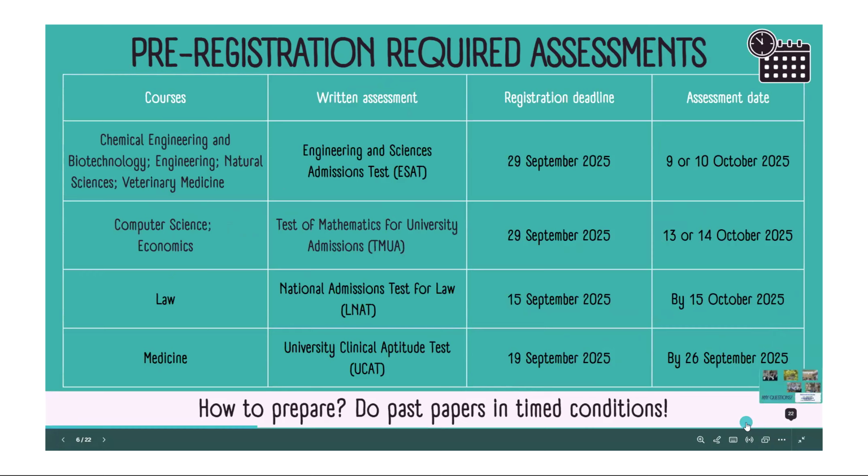Here's some information about the pre-registration required assessments. So we have the ESAT, Engineering and Sciences Admissions Test, and that one is for chemical engineering and biotechnology, for engineering, natural sciences, and veterinary medicine. For that one, the deadline to register is the 29th of September, and the assessment date will be the 9th or 10th of October.